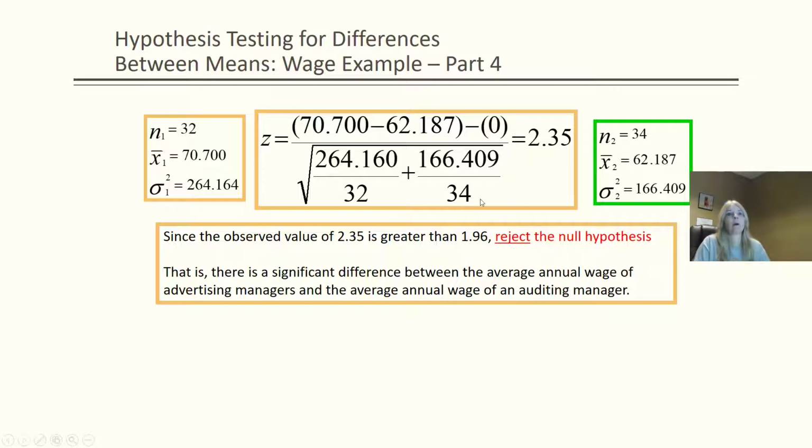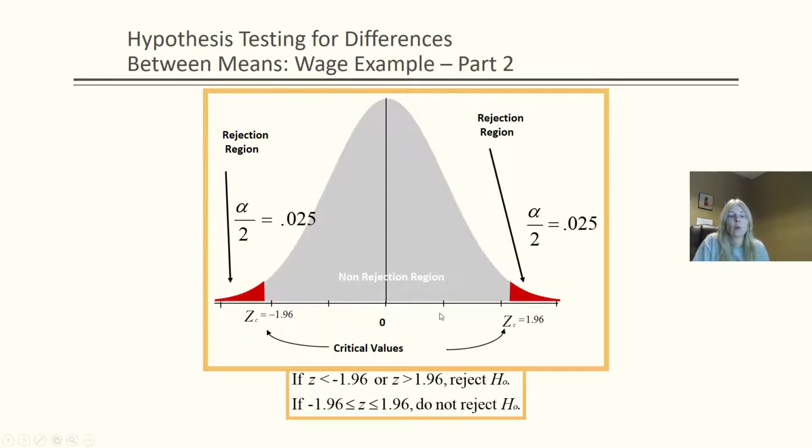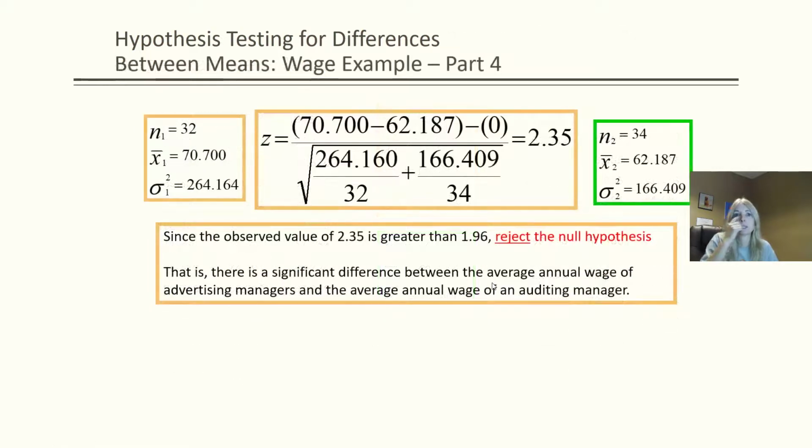Well, if you remember, our critical region back here was cutting off at 1.96, so 2.35 is definitely in the critical region. It's in the red, right? And so in this case, because it is greater than 1.96, we reject the null hypothesis and say there's definitely a significant difference.